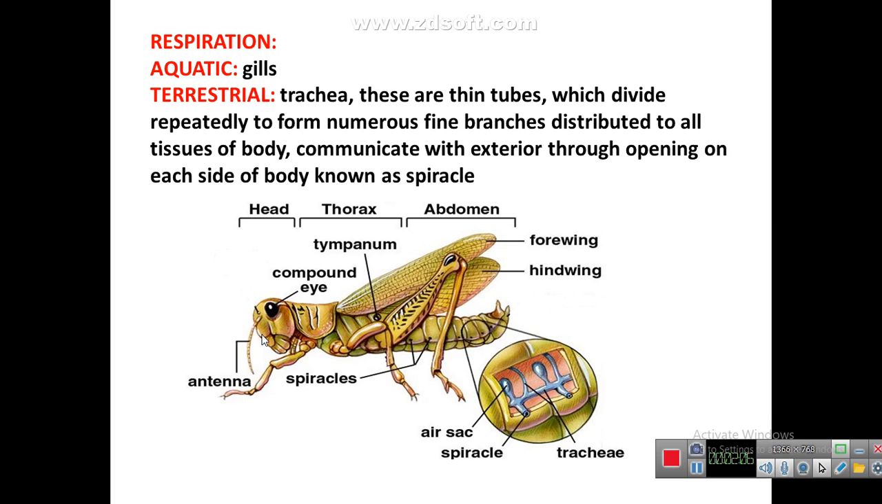Now the parts of the body: antenna, compound eye, tympanum. It is a thin membrane that covers the hearing organ. Forewing, hindwing, and these are the spiracles, through which the trachea communicate to the exterior.